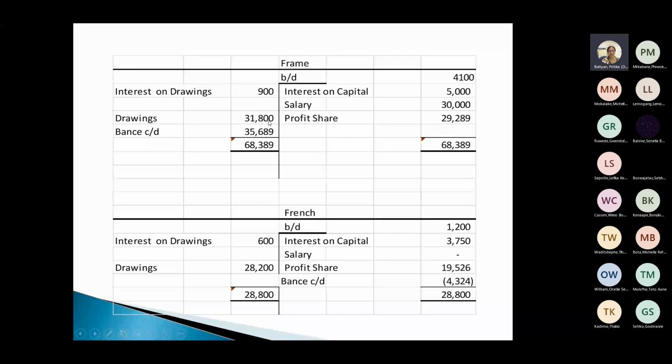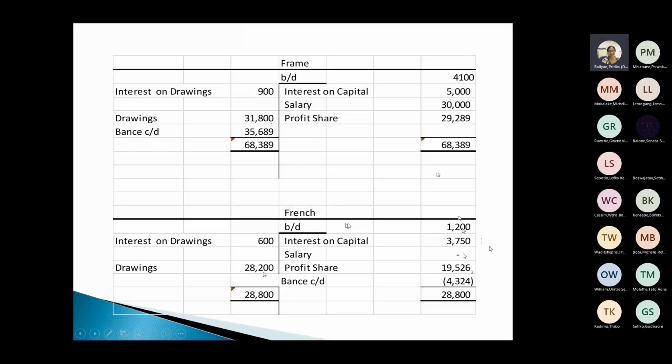We did the same for French. We had their balance brought down. Then interest on capital, and French is not entitled to any salary, so no salary, and the share of the profit, which is 19,526.